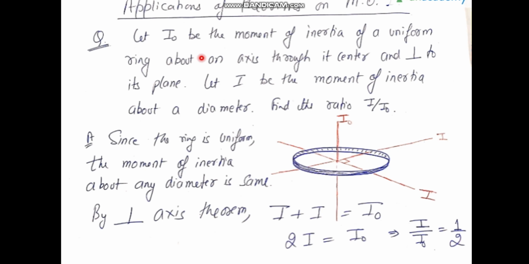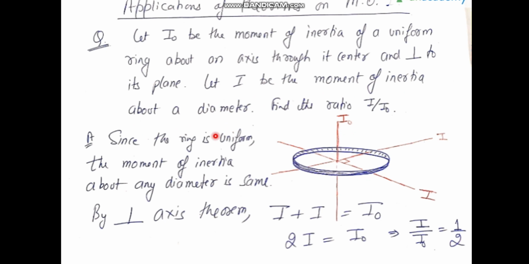Let I naught be the moment of inertia of a uniform ring about an axis through its center and perpendicular to its plane. There is a uniform ring. I naught is the moment of inertia about an axis through its center and perpendicular to its plane. That means this axis. So about this axis, the moment of inertia is I naught. Let I be the moment of inertia about a diameter. We have to find the ratio I by I naught.